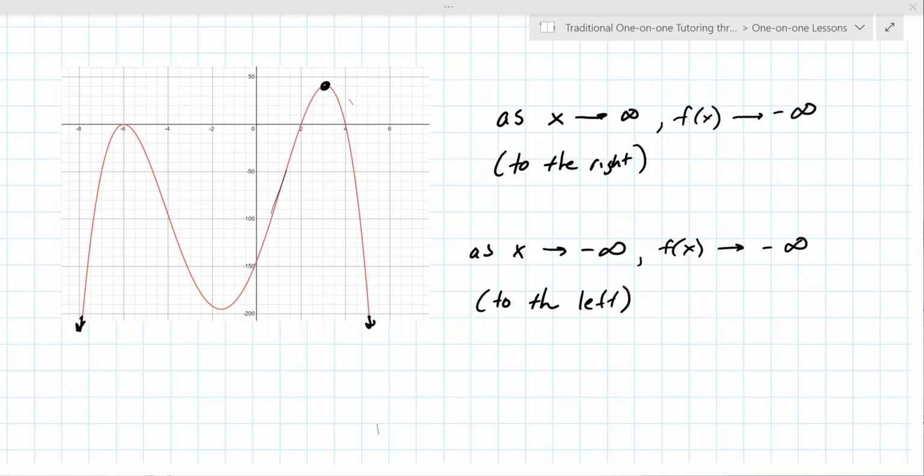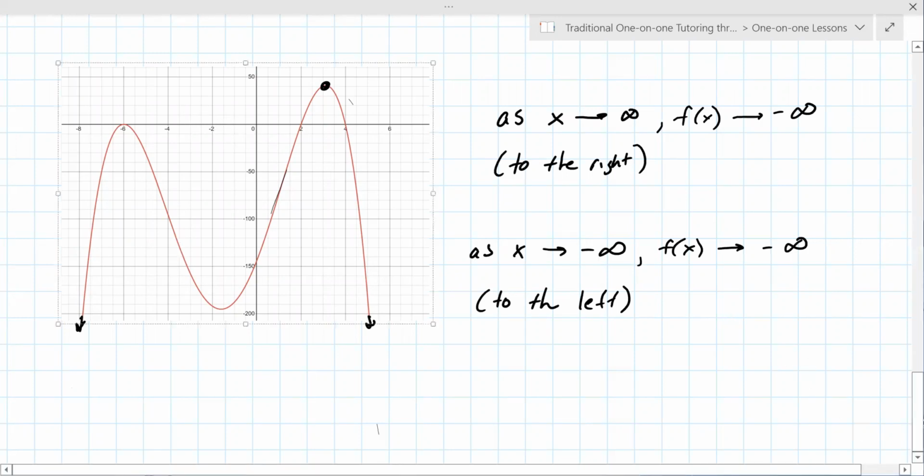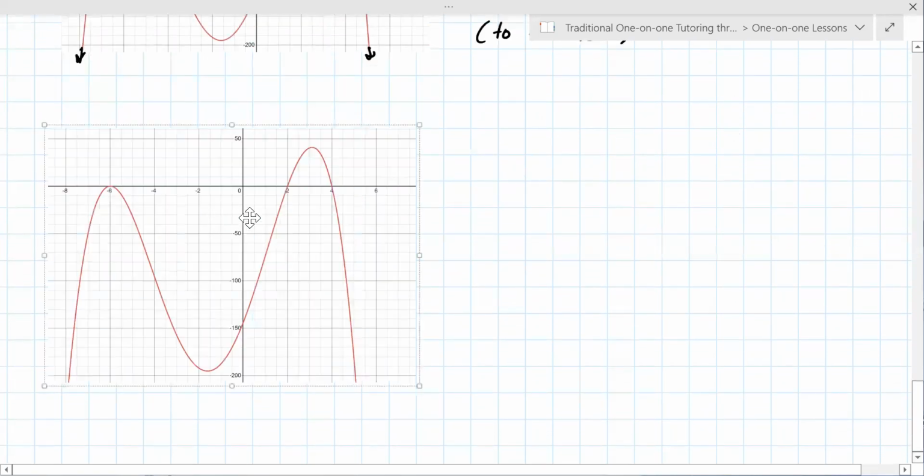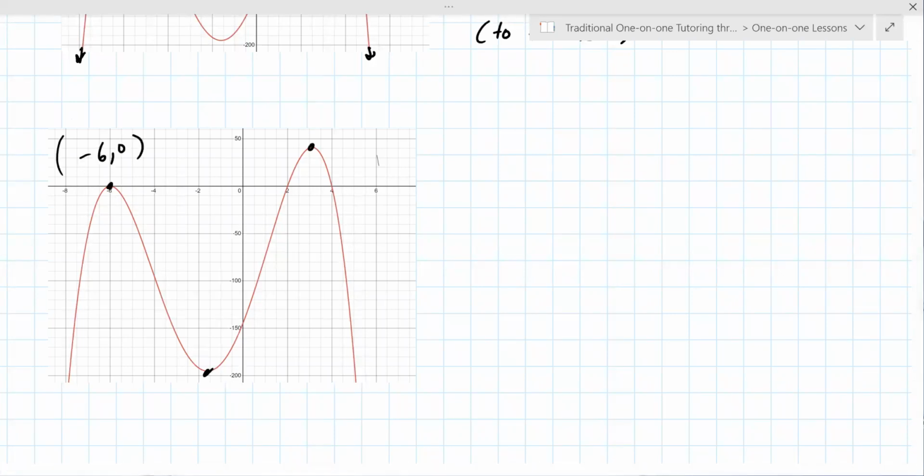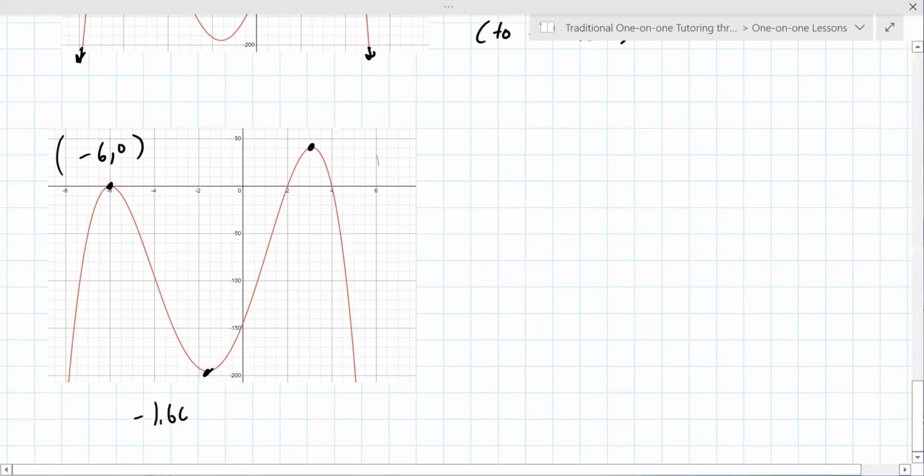All right. So now the next thing it asks for is the increasing intervals. So you need a little more information. I'm actually going to have to grab this graph one more time. Okay, so you actually need these 3 points here. This is minus 6 comma 0. This one is minus 1.608 comma minus 195.15. And I already gave you this one, but I'll write it again, 3.108 comma 40.994.